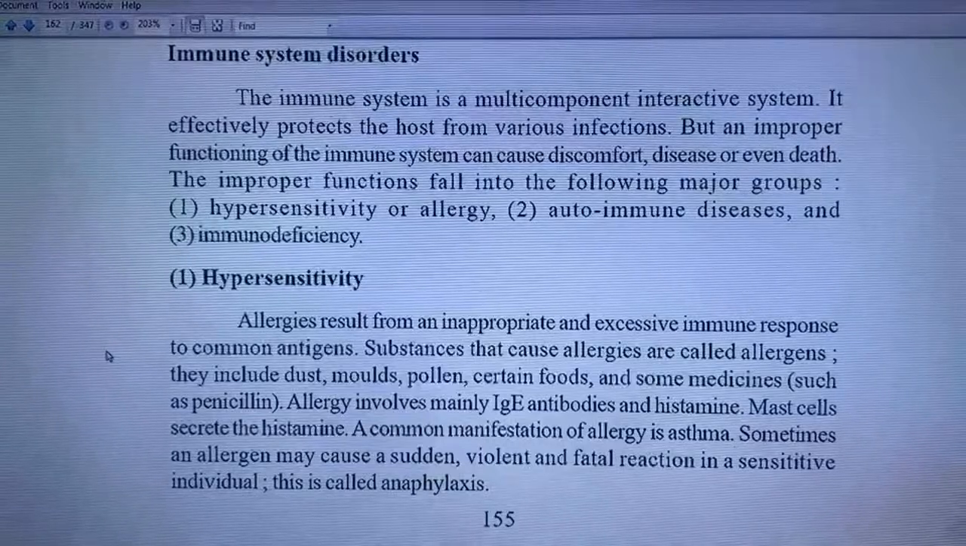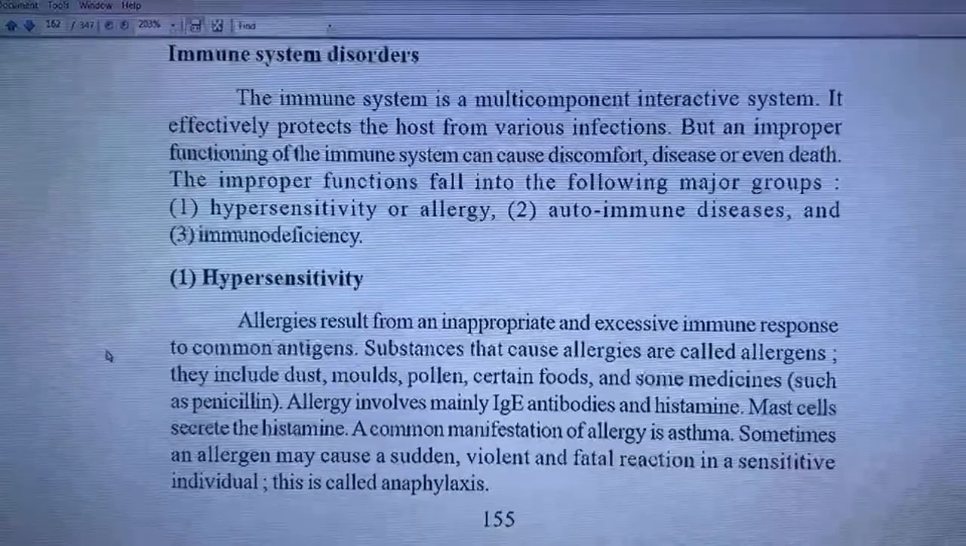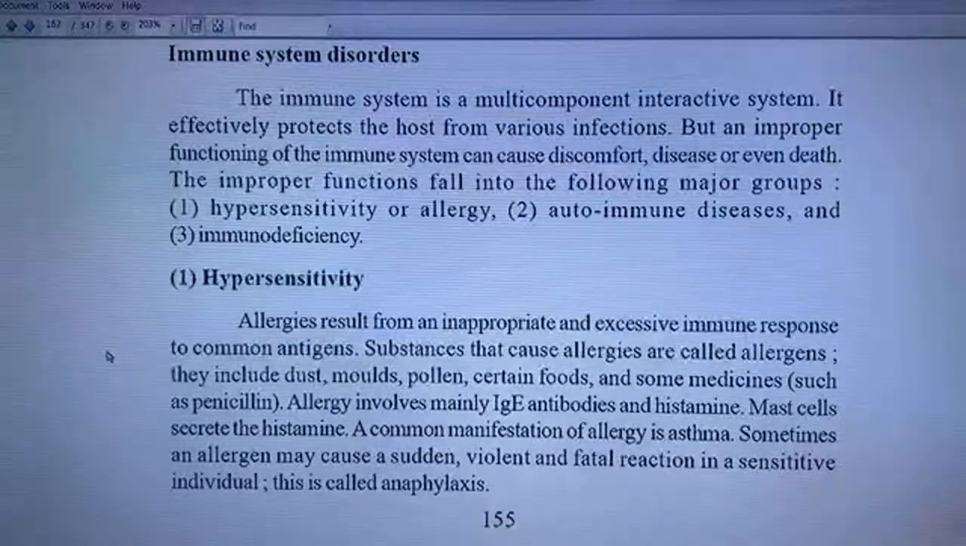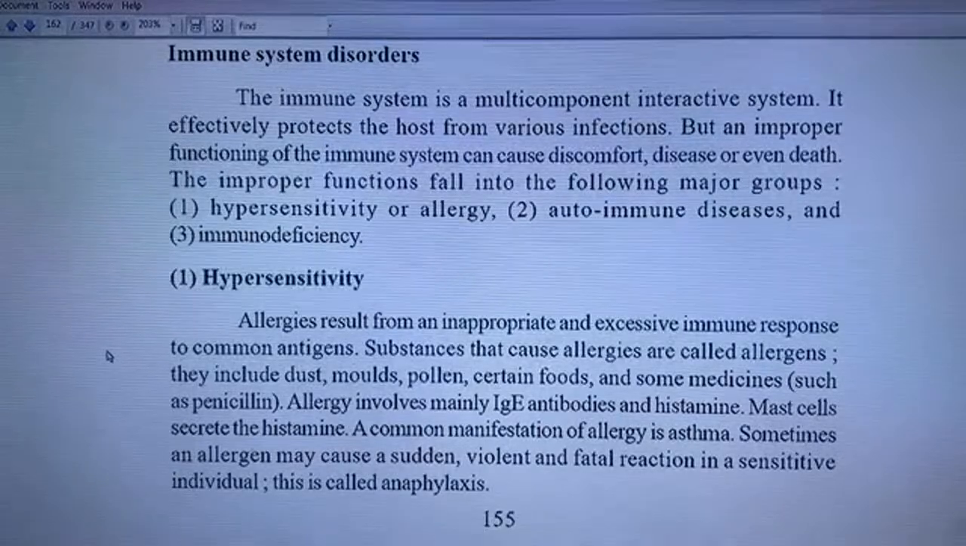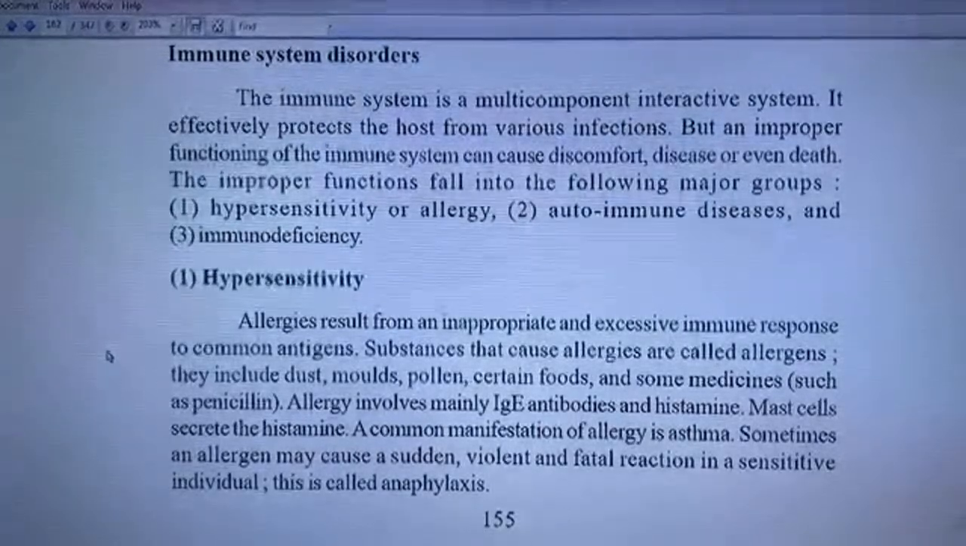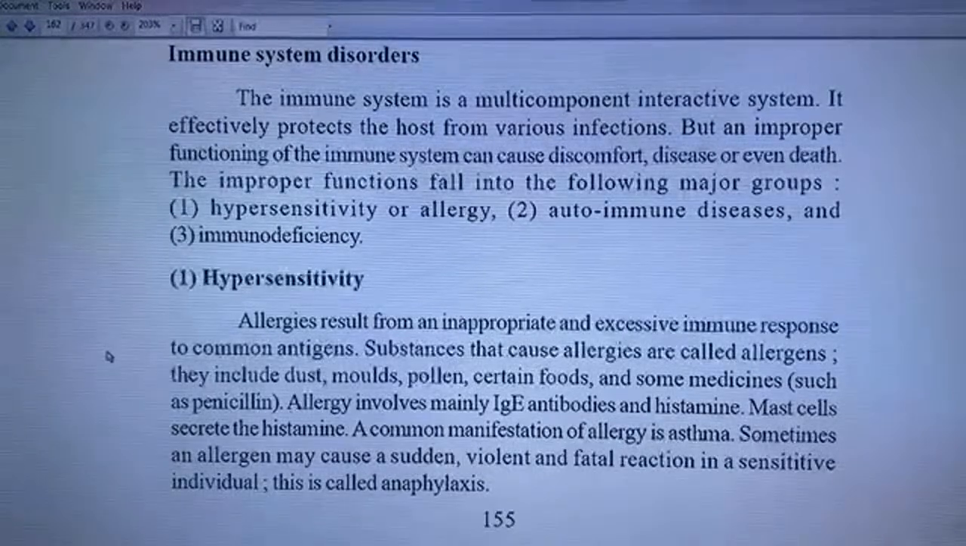Hypersensitivity. Allergies result from inappropriate and excessive immune response to common antigens. Substances that cause allergies are called allergens. They include dust, molds, pollen, certain foods, and some medicines such as penicillin. Allergy involves mainly IgE antibodies and histamine. Mast cells secrete histamine, a common manifestation of allergy being asthma. Sometimes an allergen may cause a sudden, violent, and fatal reaction in a sensitive individual. This is called anaphylaxis.